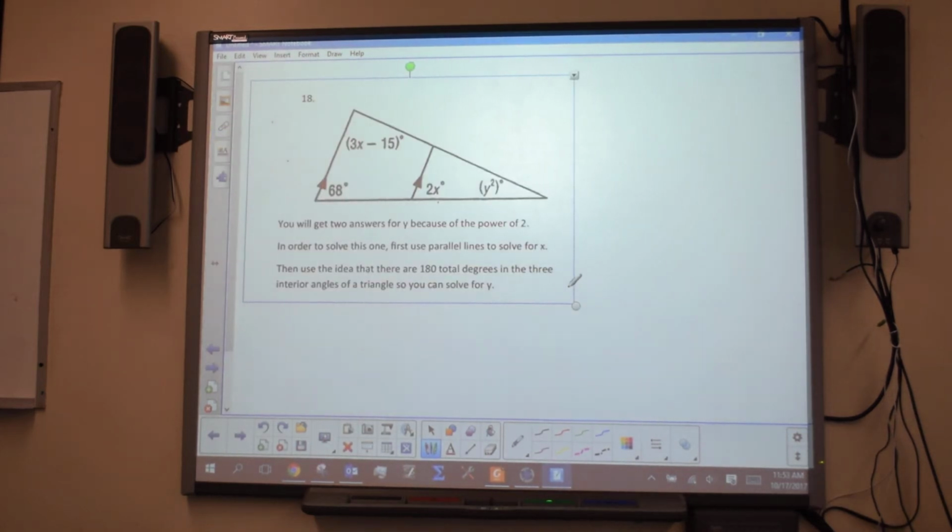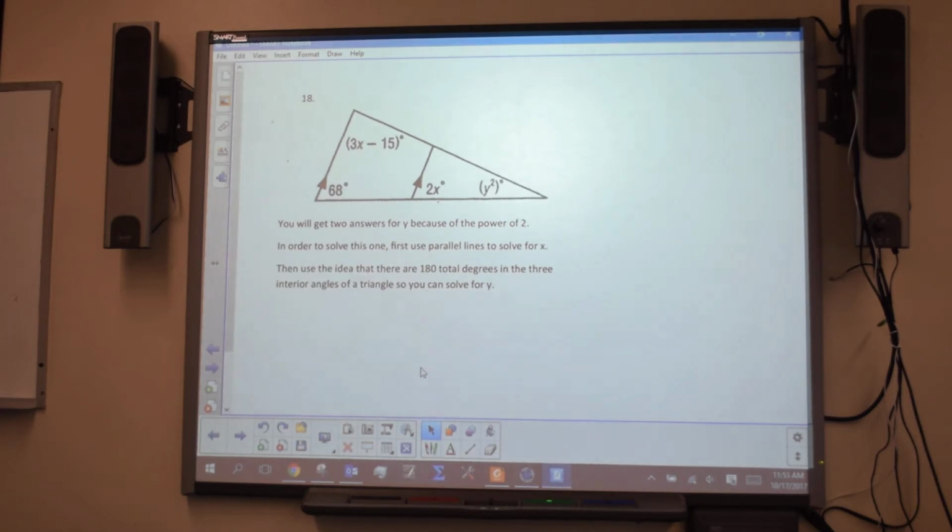All right, so I gave you a description of what you needed to do here, right? It says you'll get 2 answers for y because of the power of 2. Every time you get an x squared or a y squared, or whatever your variable is squared, you will solve it and you'll get 2 solutions. Those 2 solutions a lot of times are different, but sometimes they could be the same. So I could get 5 2 times, or 12 2 times sometimes. But there's still 2 solutions.